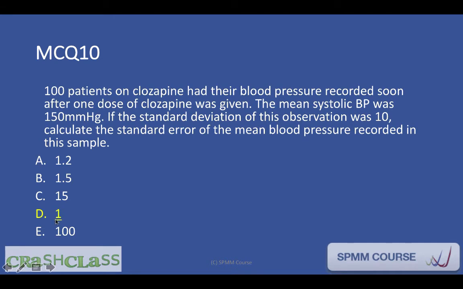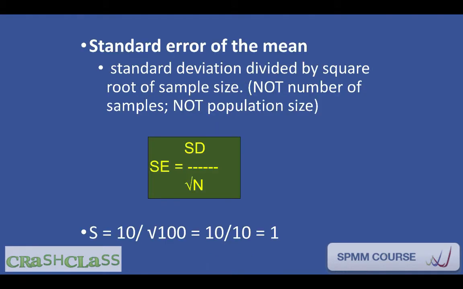Remember, standard error of the mean will always be smaller than standard deviation. Why? Because you are deriving standard error of the mean by dividing standard deviation by another positive number. Sample size can never be less than 1. It's always a positive number. It's greater than 1. So when you divide one positive value by another positive value, the fraction will always be smaller. So standard error of the mean is smaller than SD.